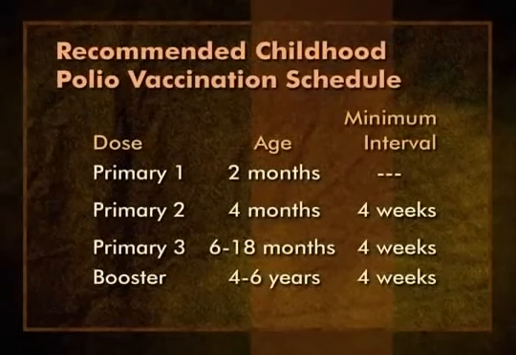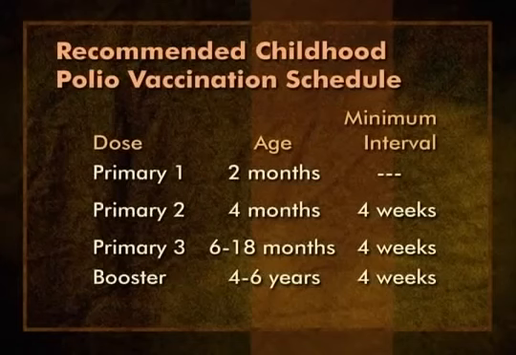The schedule recommended by the ACIP and the American Academies of Pediatrics and Family Physicians is 4 doses of IPV beginning at 2 months of age. The first dose may be given as early as 6 weeks of age.